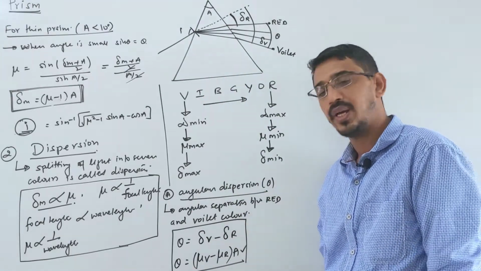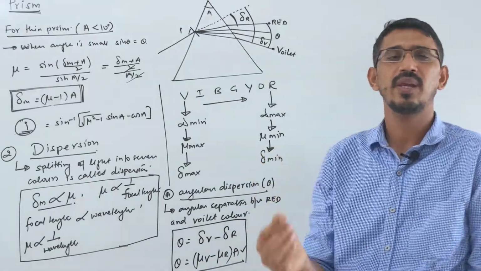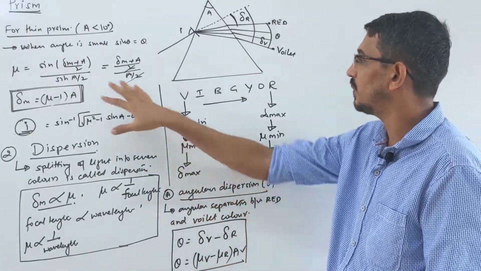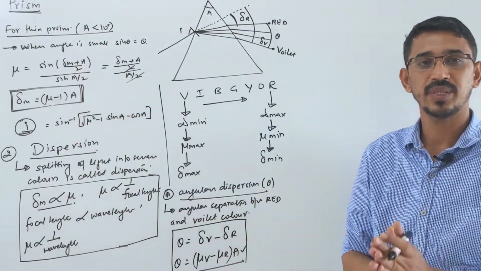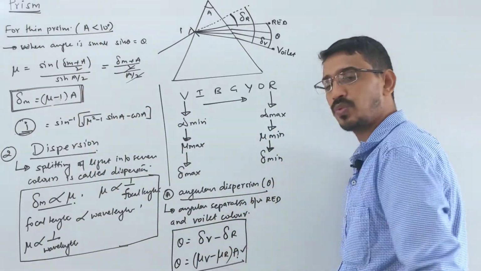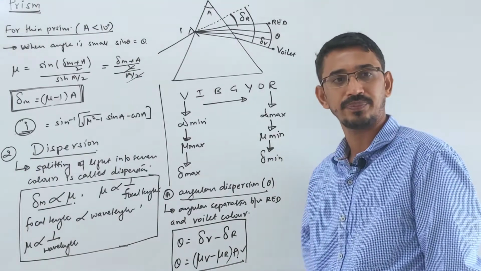So mu of the violet minus mu of the red, into what? The angle of the prism. The angle of the prism will be like 2 degrees, 3 degrees, very small, because now we are writing all this for a small or thin prism. You say thin prism, okay? So the angle will be given as a small angle, so you can put it directly here. This is the first question. This is called angular dispersion.